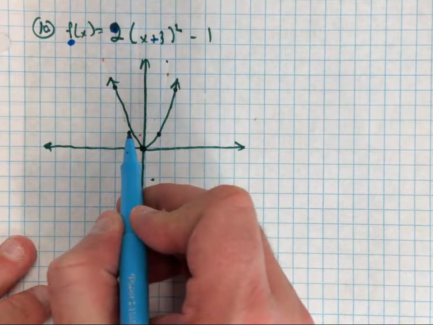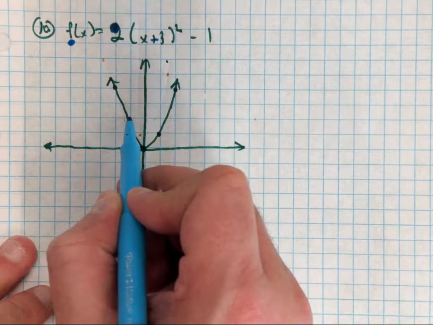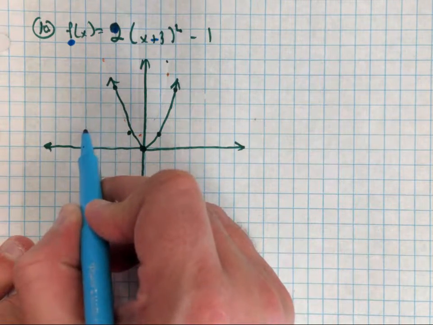My y coordinate here is negative 1, 1. I'm going to multiply my y coordinate by 2, so I'm going to be at negative 1, 2. Move it left 3, 1, 2, 3, down 1.